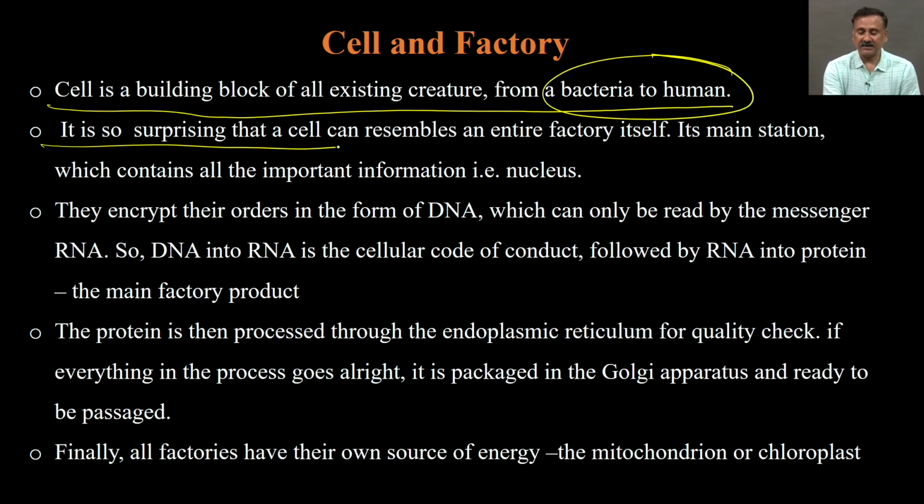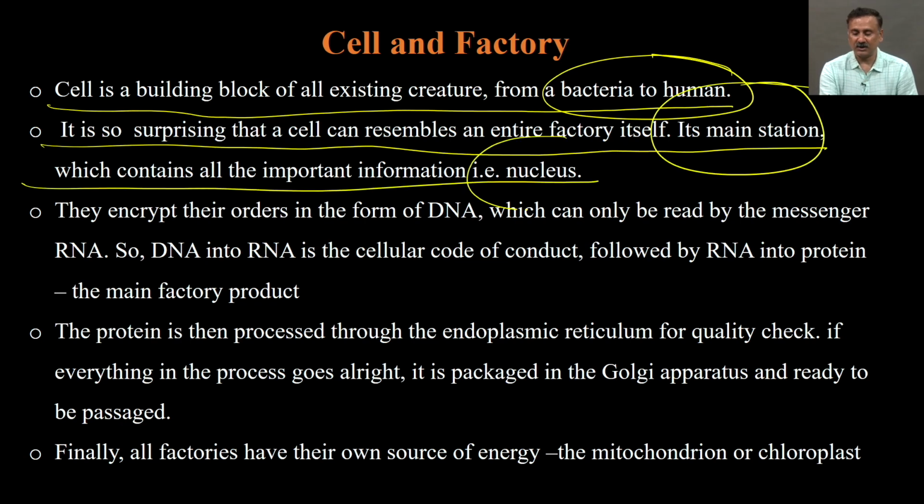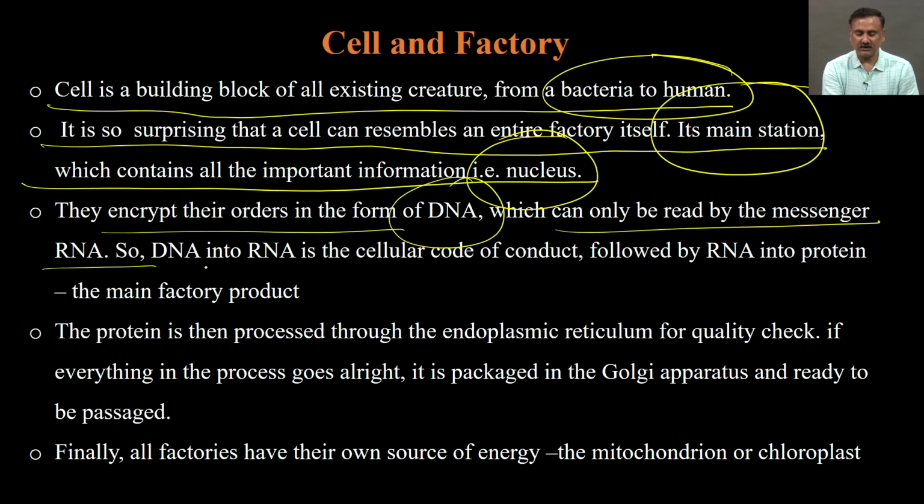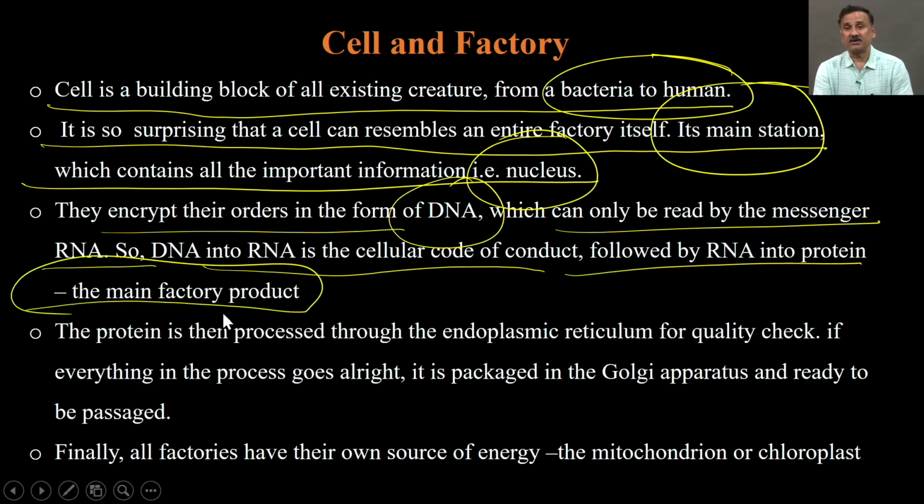It is surprising that a cell can resemble an entire factory, with its main station containing all the information, like the nucleus. They encrypt their orders in the form of DNA, which can easily be read by the messenger RNA. So, DNA and RNA are the cellular code of conduct, followed by the RNA into the protein, which is the main factory product. In the cell you have the main product, the proteins, whereas in the factory you have different types of products as per the requirements.